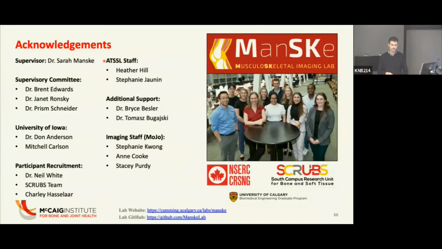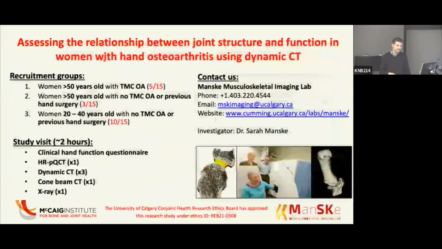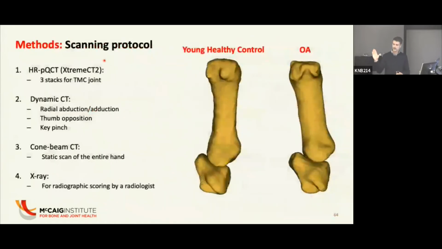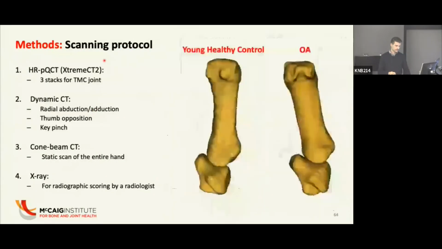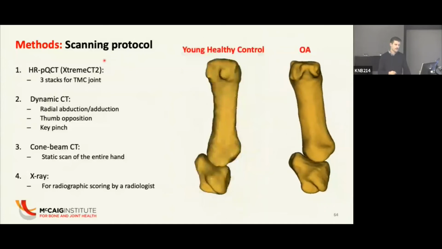So we're going to open this up to questions. Michael, in the last slide or a couple of slides ago, you showed a bouncing bones animation. Can you show me what that movement was? That was a radial abduction-adduction. Do you think it would be better if you fixed the trapezium?